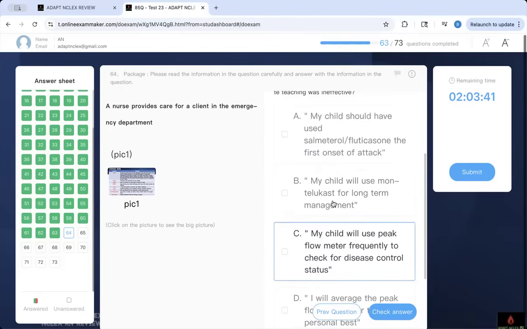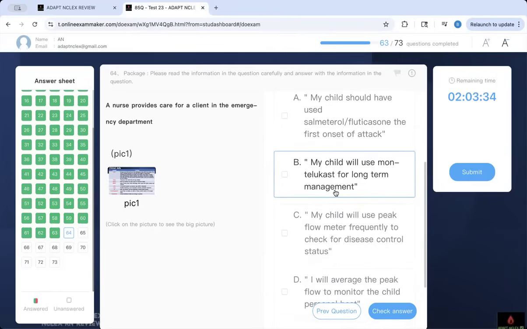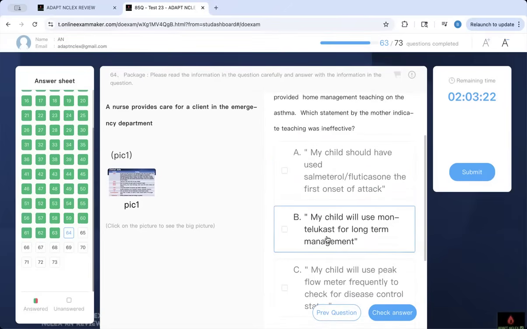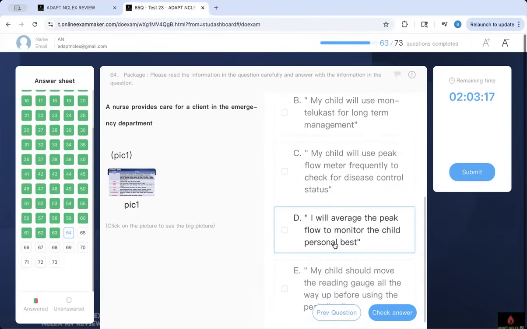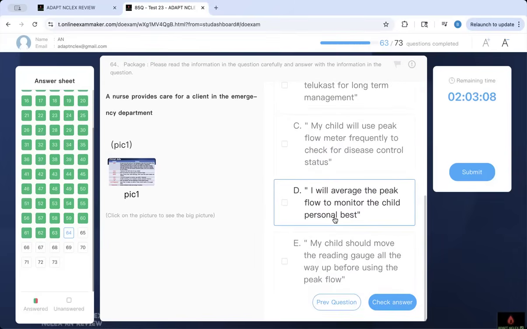Ineffective teaching: fluticasone and salmeterol is not used for rescue in an acute problem. It's for maintenance. My child will use montelukast for long term. Montelukast is used for long-term management of asthma, so that's appropriate. It's not for acute. My child will use peak flow meter frequently to check for disease control. That's what you do. I will average the peak flow to monitor the child's best. You should not average it.